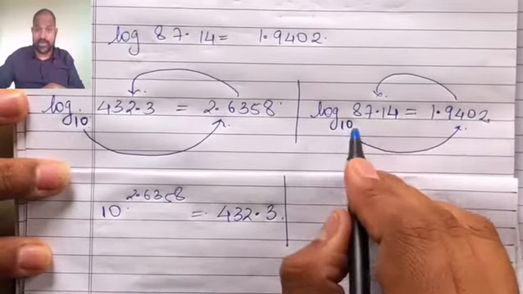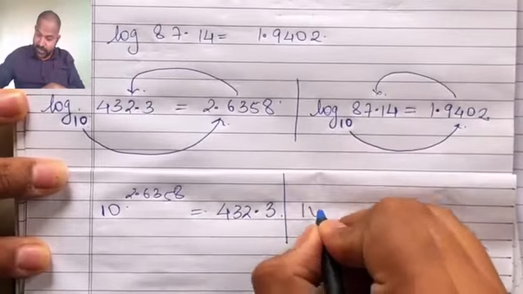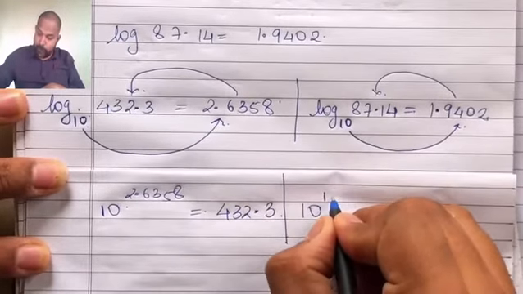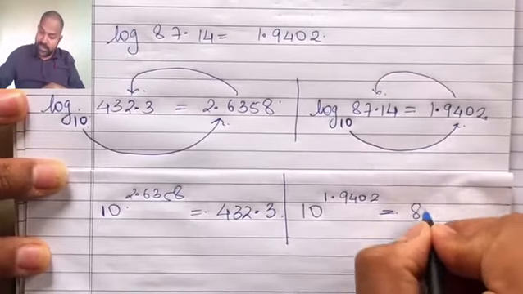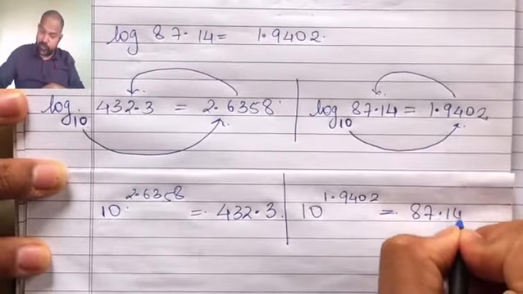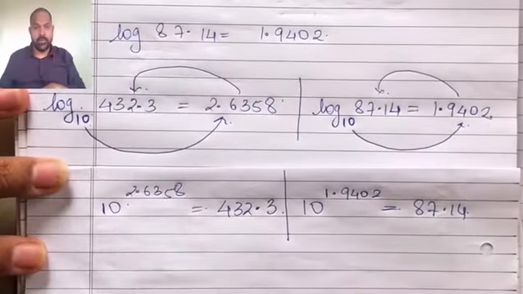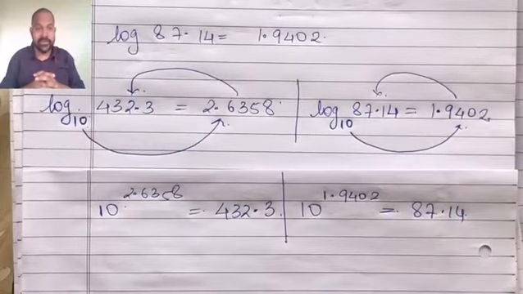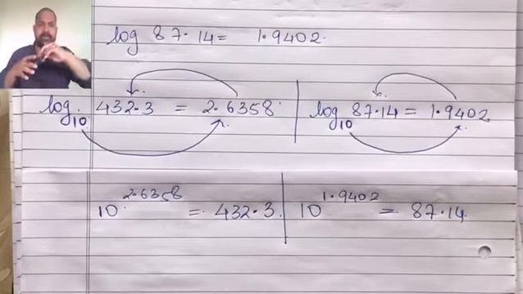Or if you say that log of 87.14 to the base 10 is 1.9402, then 10 raised to 1.9402 should give you 87.14. But sir, how do I verify that it is correct? Calculator. Check this in your calculator.